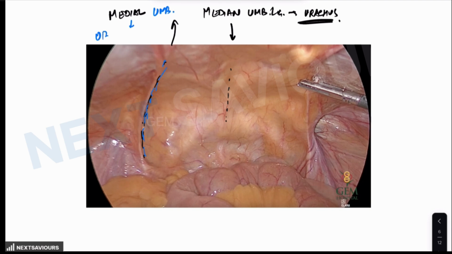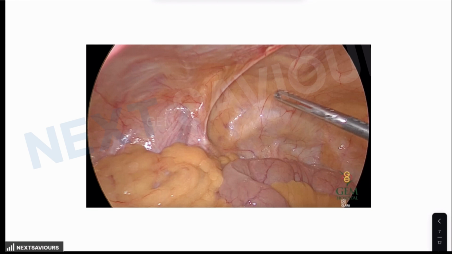What is this? This is the obliterated umbilical vein. And then further lateral as we go, we see this structure here, which is seen in this diagram very clearly. This structure is termed the lateral umbilical ligament. And what does it contain? It contains the inferior epigastric vessels.